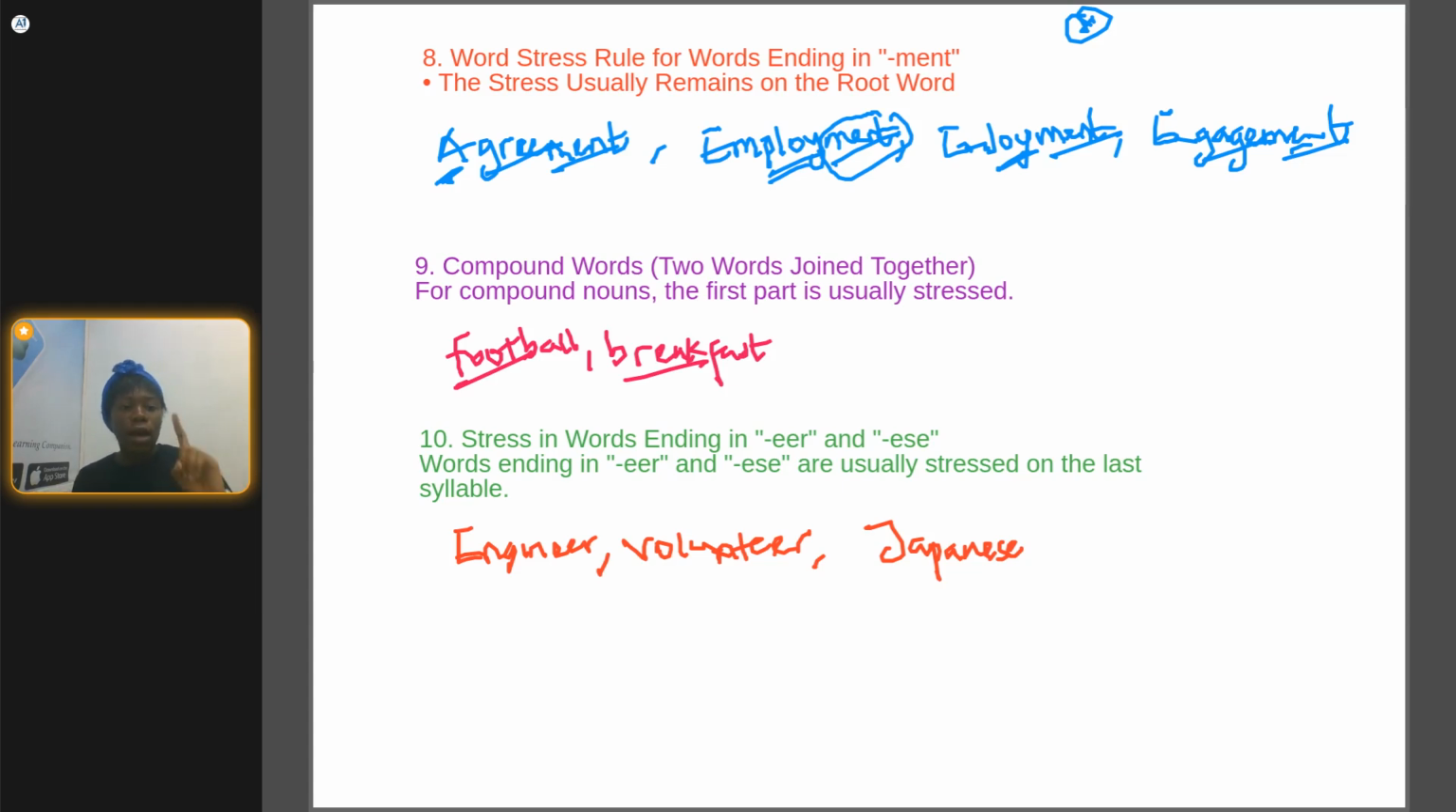Okay, so let's work with these examples. We have engineer, that means it has three syllables, and the last syllable is near, which means that near is the stressed syllable. We have volunteer, all right? Three syllables also, that means that tear is the last syllable and it has the stress on it. And we have Japanese, okay? Japanese, three syllables also, and knees is the last syllable. So, which means that knees has the stress on it. So, words that end with EER or ESE, just know that the last syllable has the stress. You don't need to bother yourself too much on words like this.